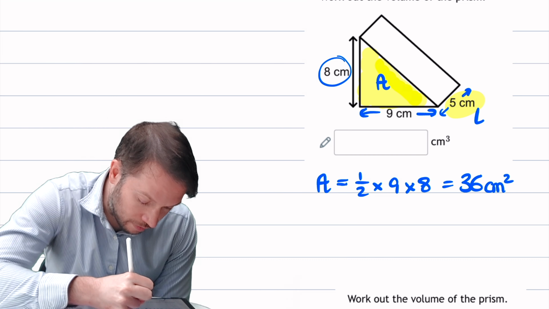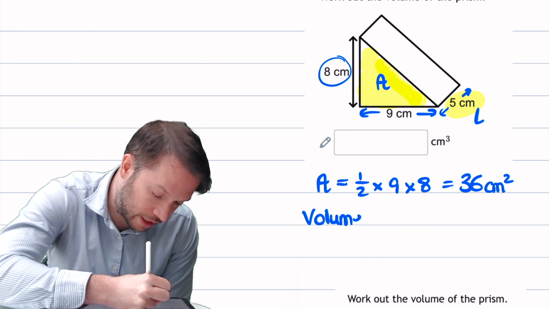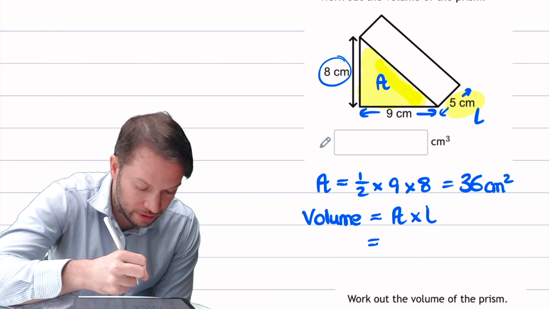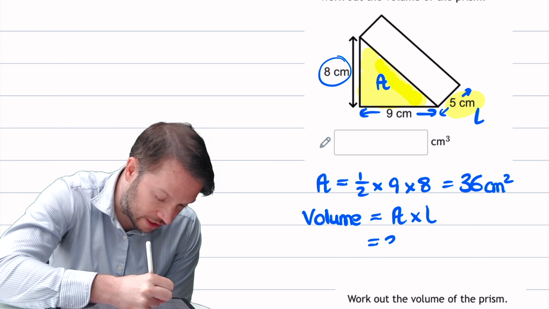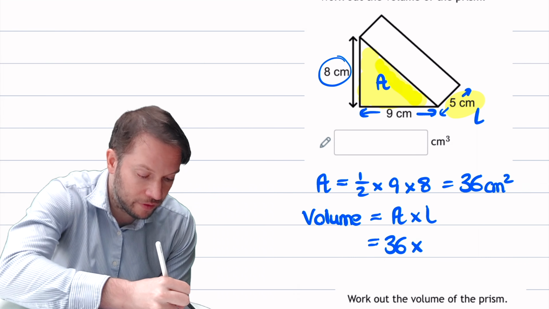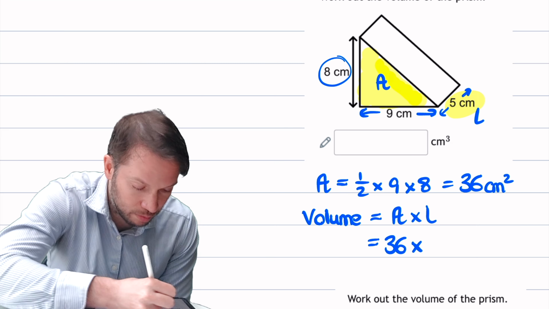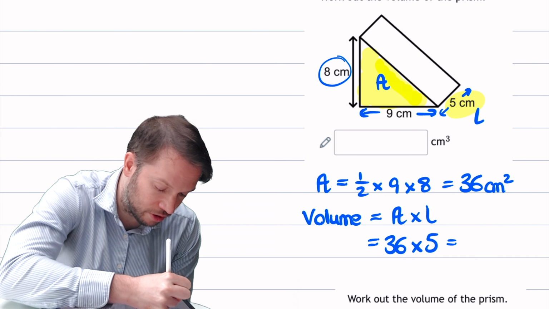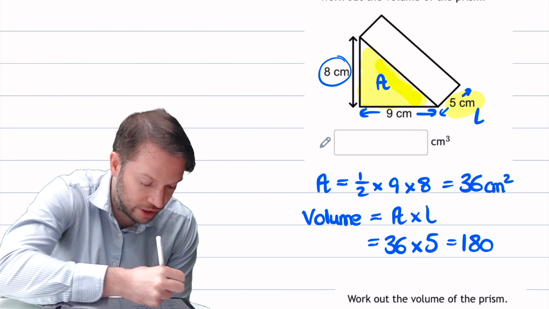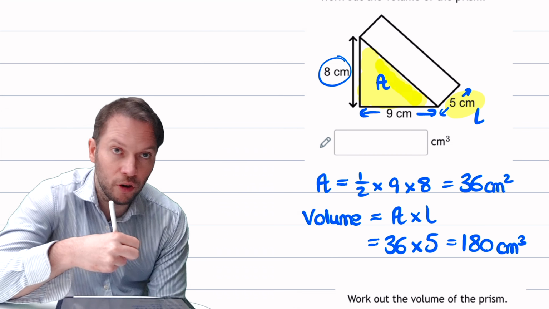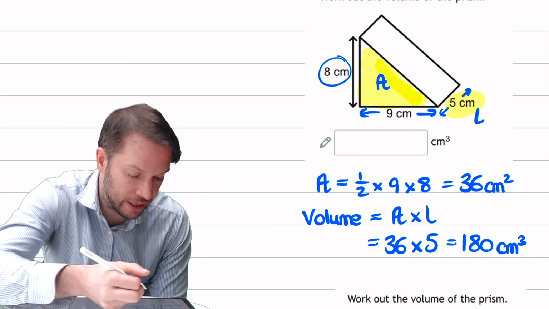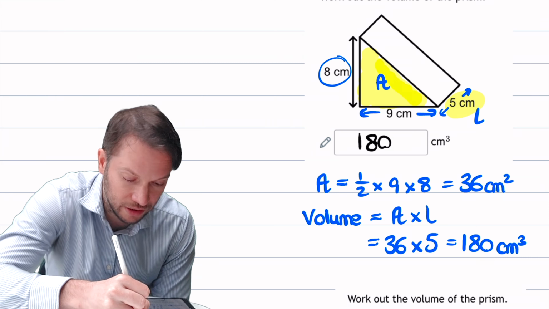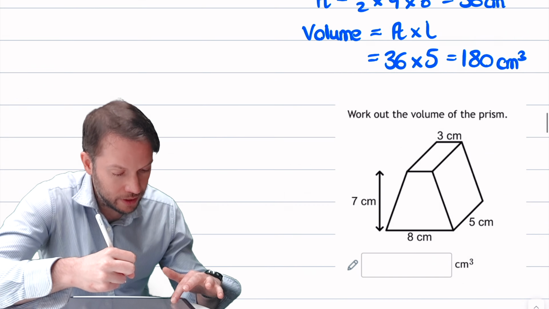And then we said that the volume was the cross-sectional area times the length. So it is 36 centimeters squared times the length of the prism. This was the length of the prism. It's the 5. And that is equal to 180. And what's the unit? Centimeters cubed. Volumes are always a unit cubed. So here it's centimeters cubed. So that's the final answer. It's 180 centimeters cubed.